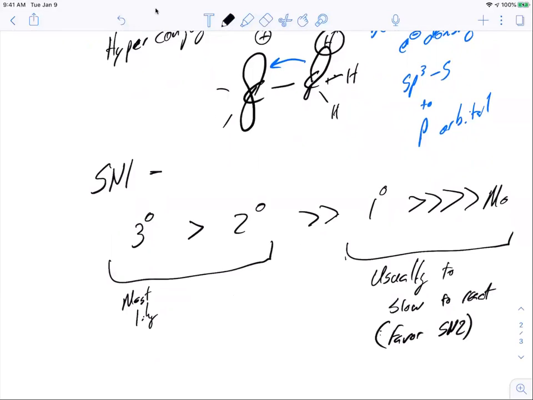It's the secondaries that we have competition, right? A secondary carbocation could form, and a secondary carbon could have backside attack. So we think about this when we look at our substrates, methyl and primaries, that's pretty straightforward. It's going to be SN2. Tertiary, that's pretty straightforward. It's going to be SN1. It's the secondaries that are going to be a little bit different.